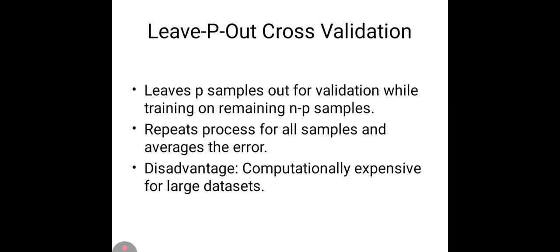Next is leave p out cross validation. In leave p out cross validation, we leave out p samples for validation and train on the remaining samples. This process is repeated for all combinations and the performance is averaged. Though it is highly accurate, it becomes computationally expensive when we are using a large data set.